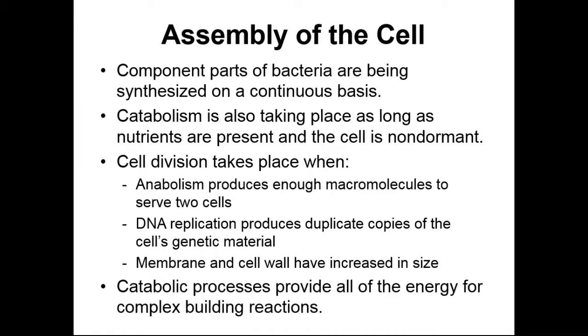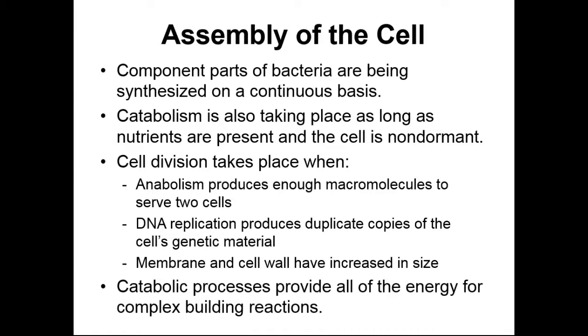Catabolism is also taking place at the same time. So the cell is constantly breaking down big molecules into smaller molecules, and constantly taking those smaller molecules and building them up into new, bigger molecules. Cell division will occur once there's been enough anabolic reactions to build enough macromolecules to serve two cells. So we'll have cellular division occur when the cell has enough building blocks in it for two separate smaller cells.